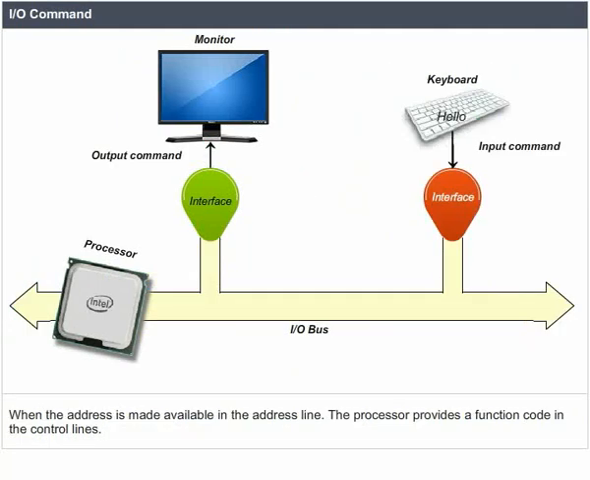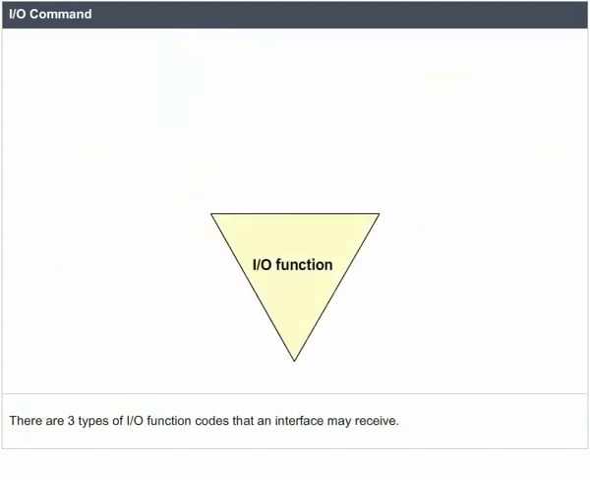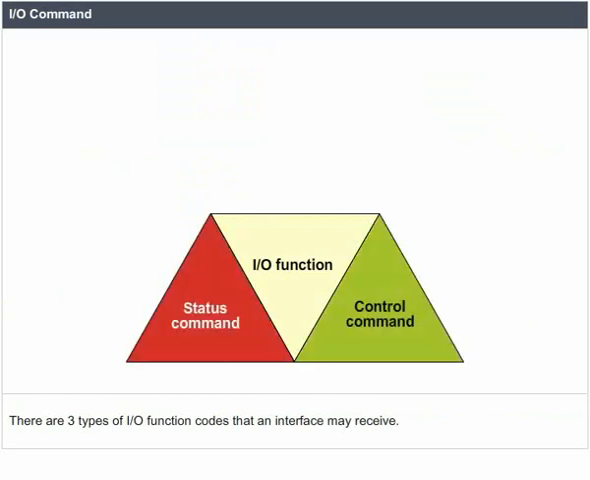Input-output command. When the address is made available in the address line, the processor provides a function code in the control lines. Therefore, the selected device responds to the function code and executes the operation. This is known as input-output command. There are three types of input-output function codes that an interface may receive: control command, status command, or data output command.